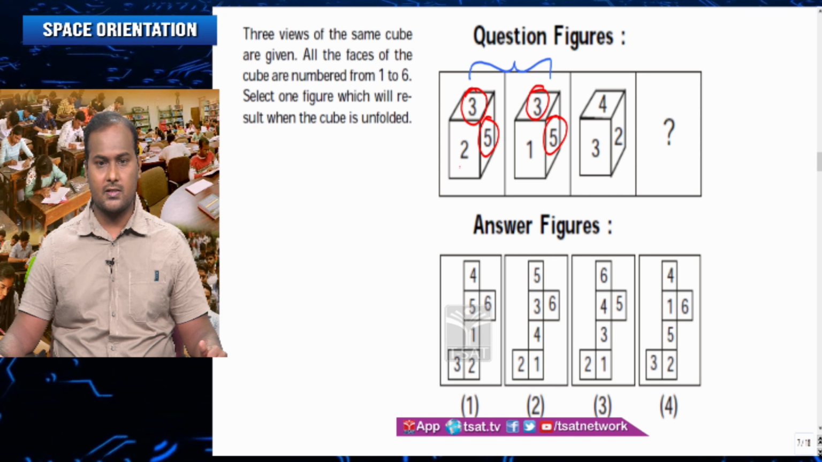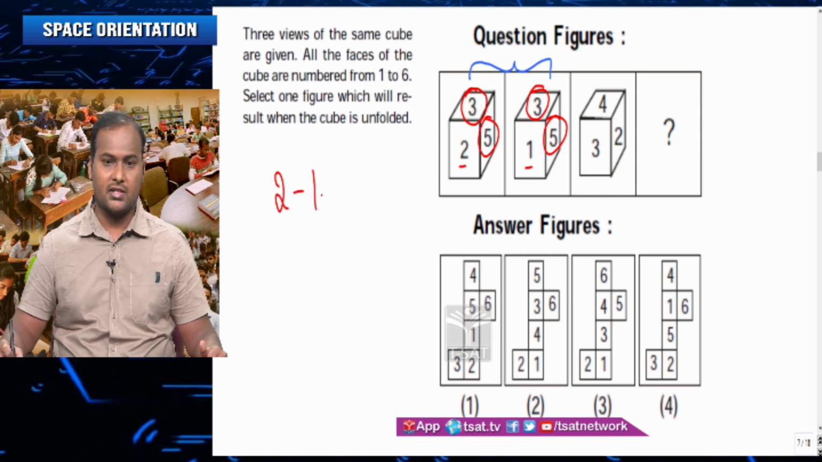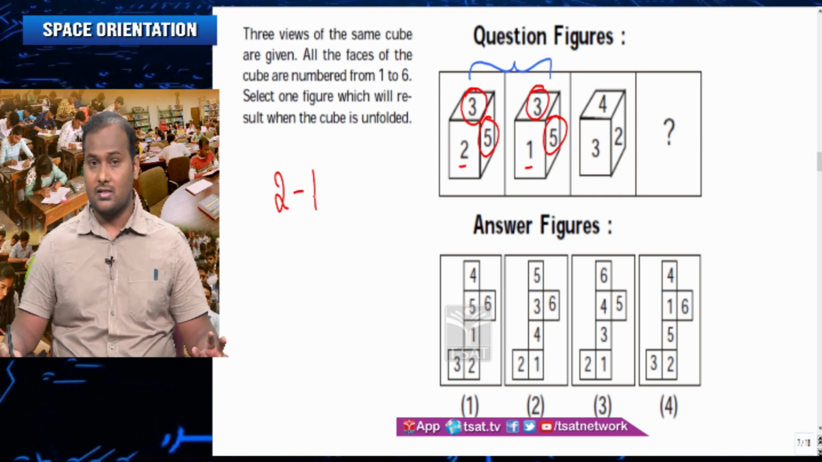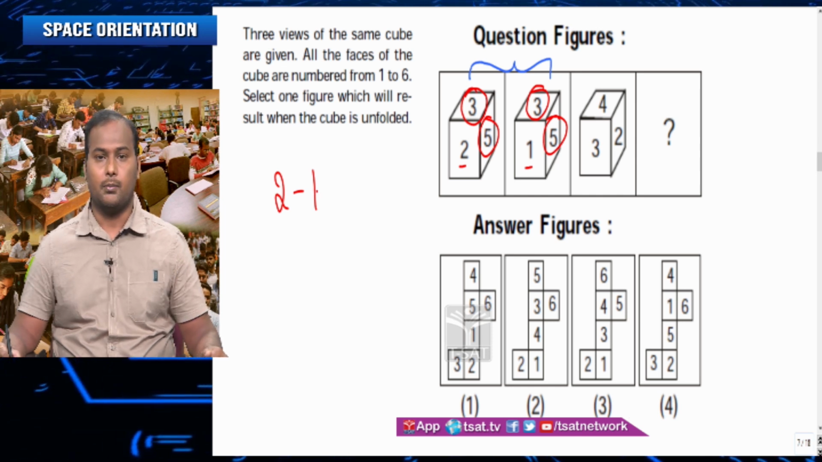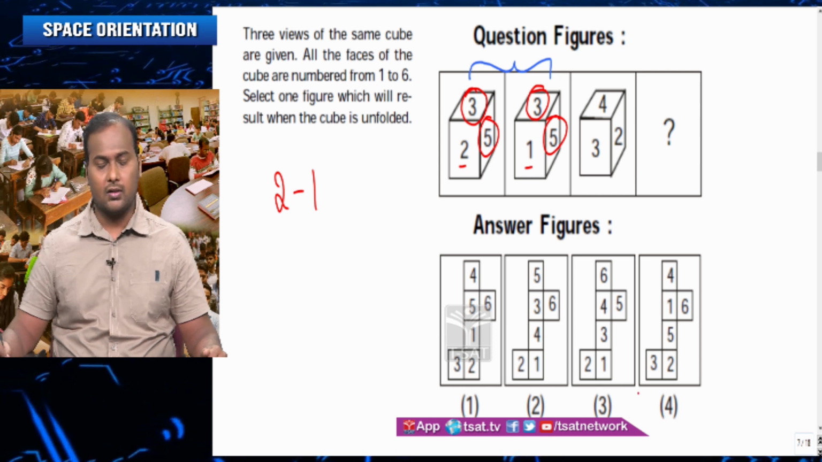What are the remaining faces? 2 and 1 are opposite. So obviously 2 is opposite 1. So 2 opposite 1 means, as I already said, between 2 opposite faces, you should have one face in between. Based on this logic, we will check which option is correct or wrong.